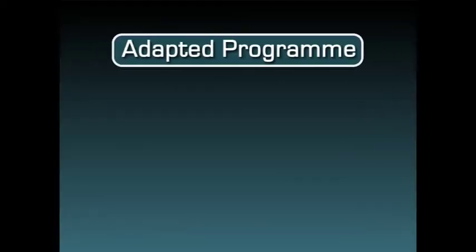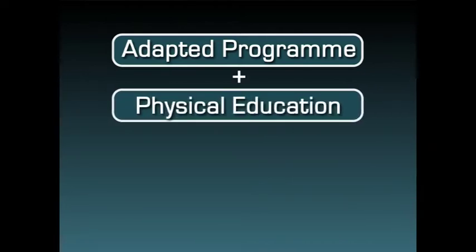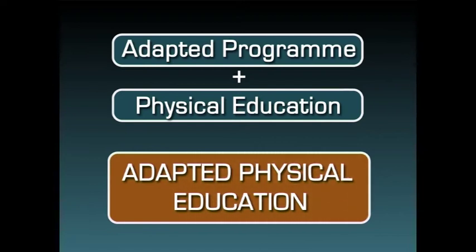By combining the two areas, adapted program and physical education, we get a specialized branch referred to as adapted physical education. Adapted physical education is an extended branch of physical education that helps the physical education professional to deal with children belonging to the special category.